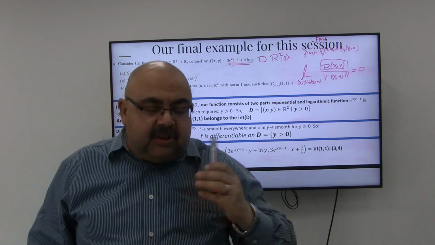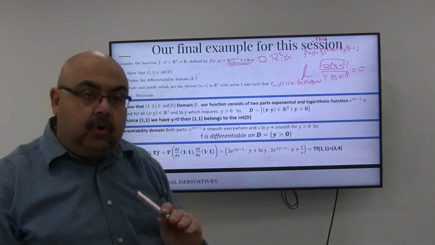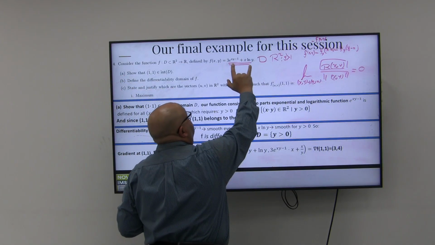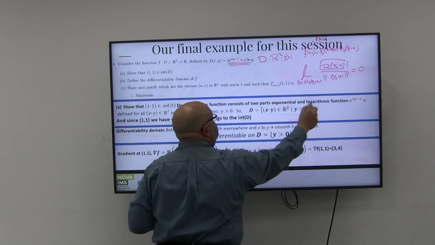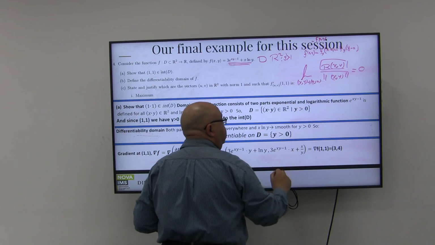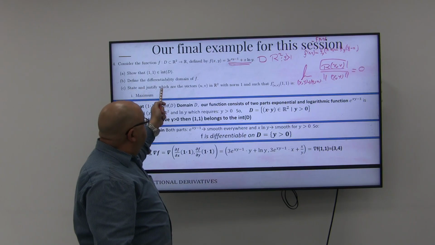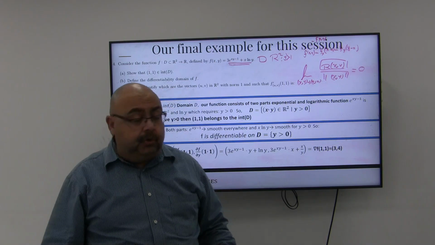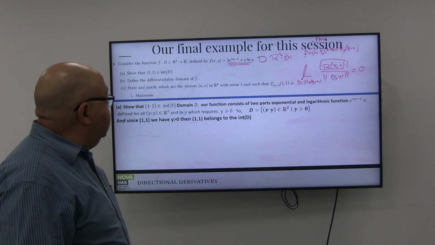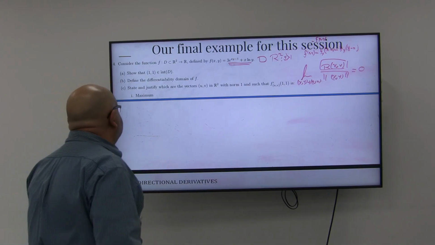But in this problem, I'm not going to use the limit because simply the function consists of an exponential part and a logarithmic part. Both of them are differentiable within the definition of the domain, which is R2 except at y greater than 0. So it is differentiable. Now, I need to justify which are the vectors u and v in R2 such that the directional derivative of f at (1, 1) is the maximum.